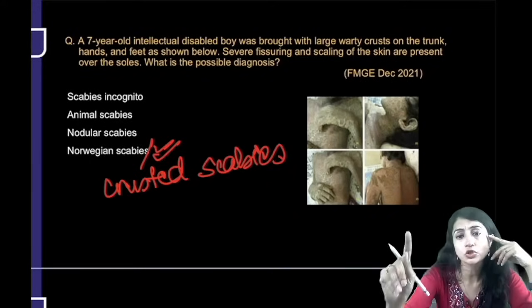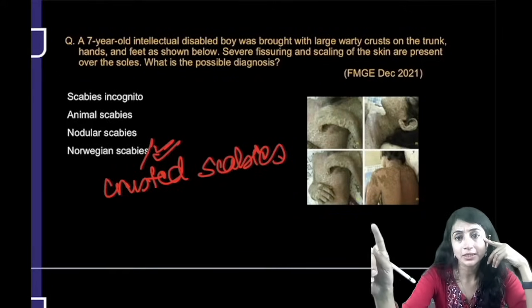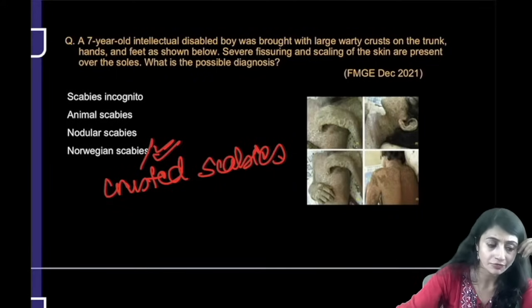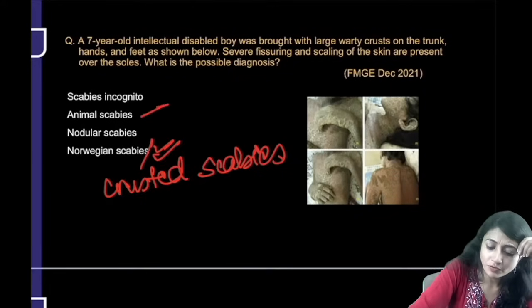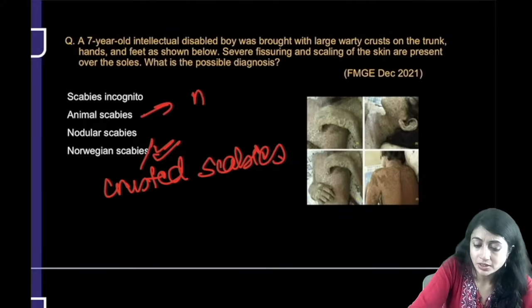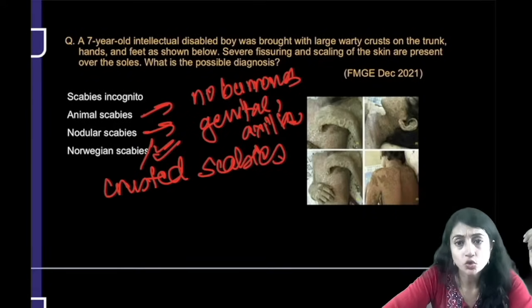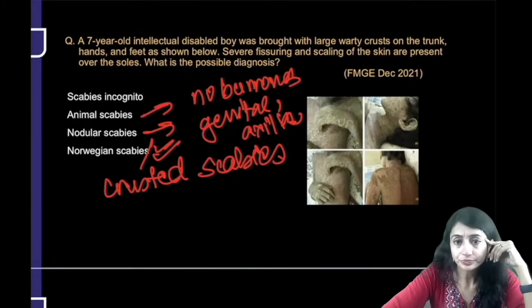There are millions of mites. Normally, a normal patient of scabies has 10 to 12 mites, but a crusted scabies patient has millions of mites, so it's very, very infective. Then animal scabies: the difference between animal scabies and human scabies is that there are no burrows in animal scabies. Nodular scabies can be seen in the genital area and axilla, and this represents a hypersensitivity reaction to constant itching to the Sarcoptes scabiei mite.